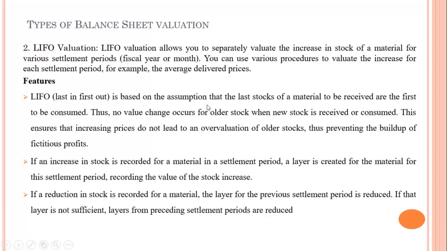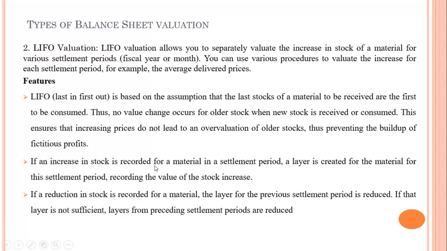It is based on the assumption that the last stocks of a material to be received are the first to be consumed. Okay, so the stock that is received at last is considered to be consumed first. So no value change occurs for older stock when new stock is received or consumed. This ensures that increase in prices do not lead to an overvaluation of older stock. So it prevents the buildup of fictitious profit.